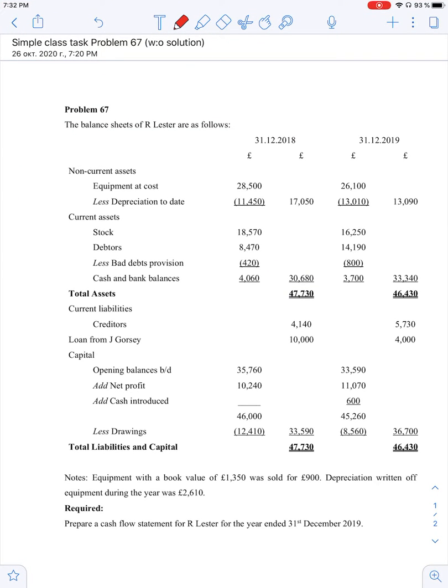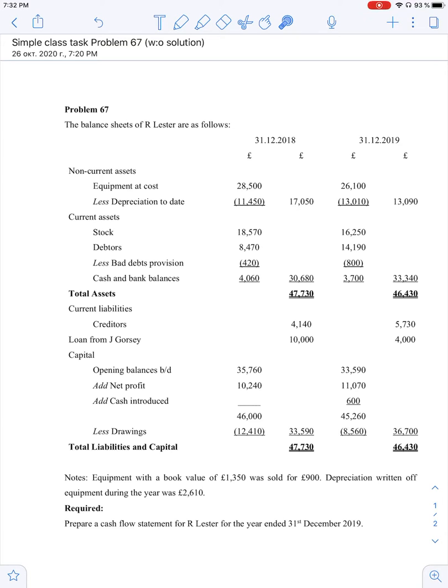Now we are going to solve problem number 67 out of a problem book. This problem requires compilation of a cash flow statement for the company for the financial year ended on 31st of December 2019. In that particular task, we are given two balance sheets and no income statement. But for the purposes of cash flow statement compilation, we need some information from the income statement. At least we need to find operating profit.